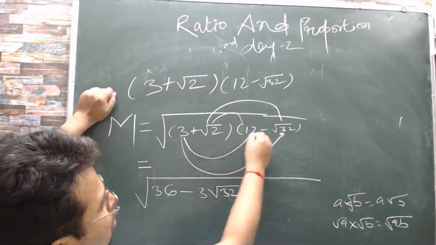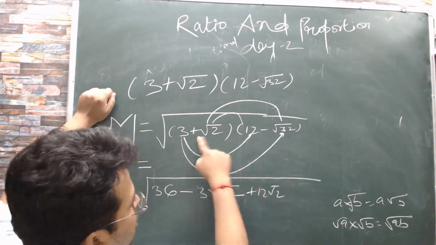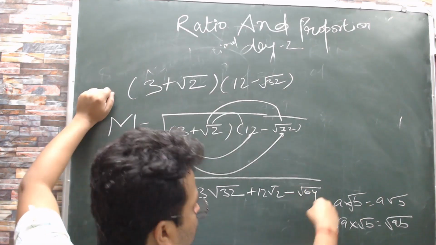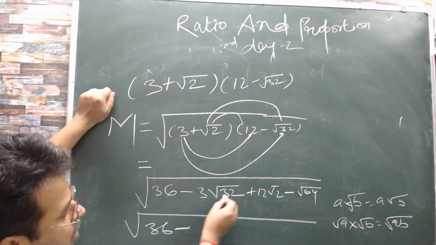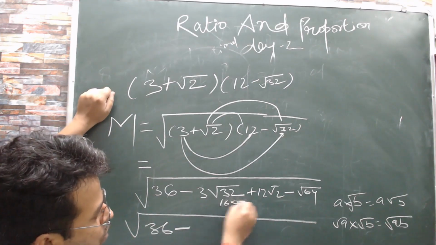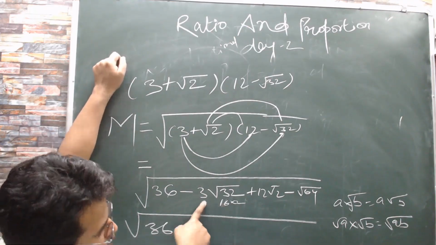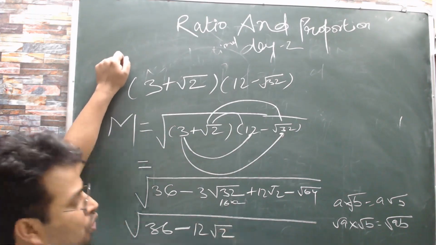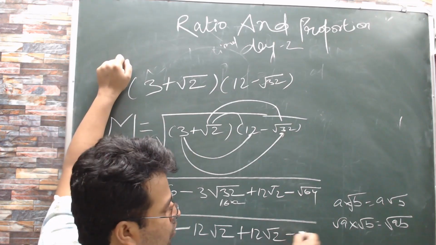So root 2 multiply. So this is plus 12 root 2 plus minus minus root 2, root 32, root 64. Now if you solve it, 36 minus this one is 32, so you can write it 16 times 2. The square root of 16 is 4, so 4 will come outside, so 4 into 3 is 12, and here you will have root 2. Now here you have 12 root 2. Now what is the root of 64? It is 8.